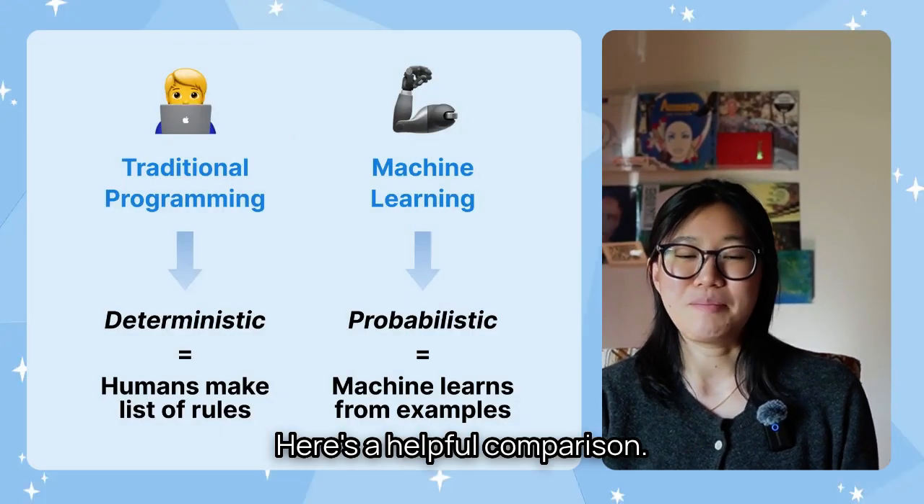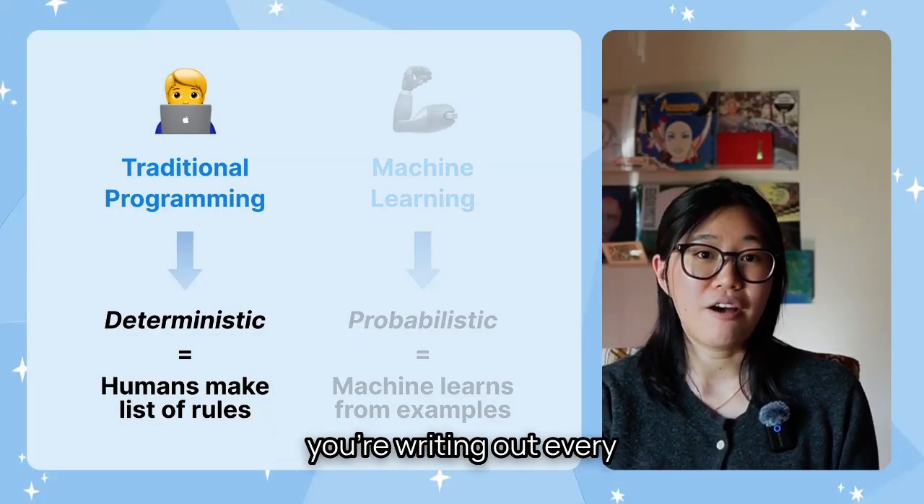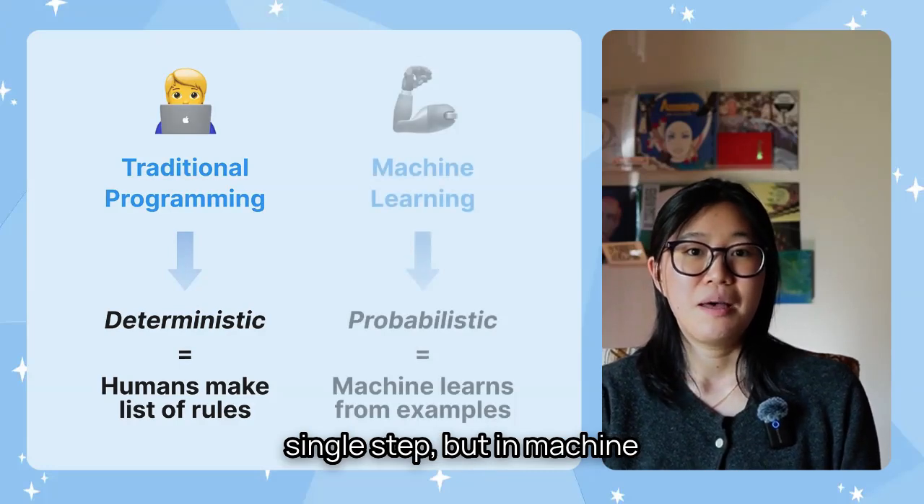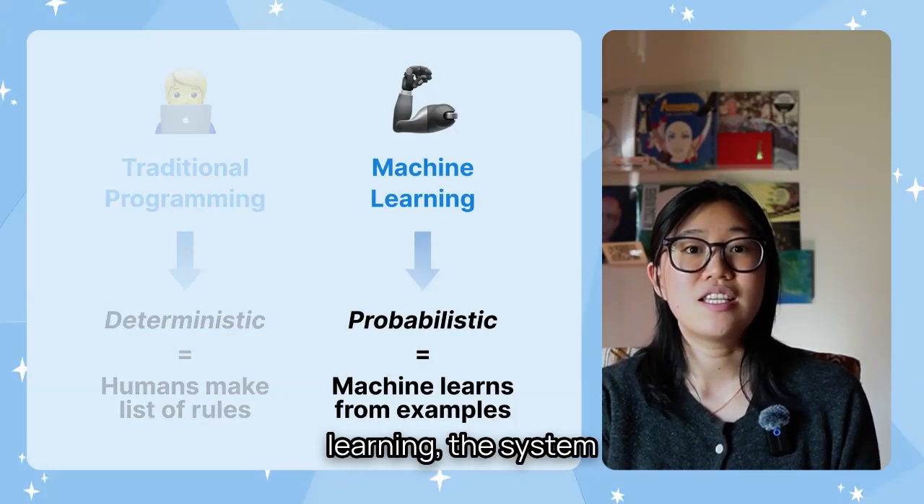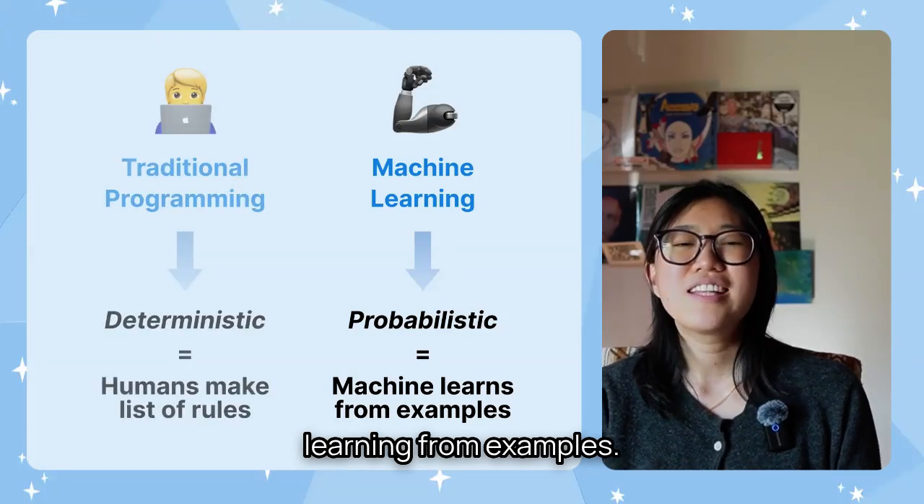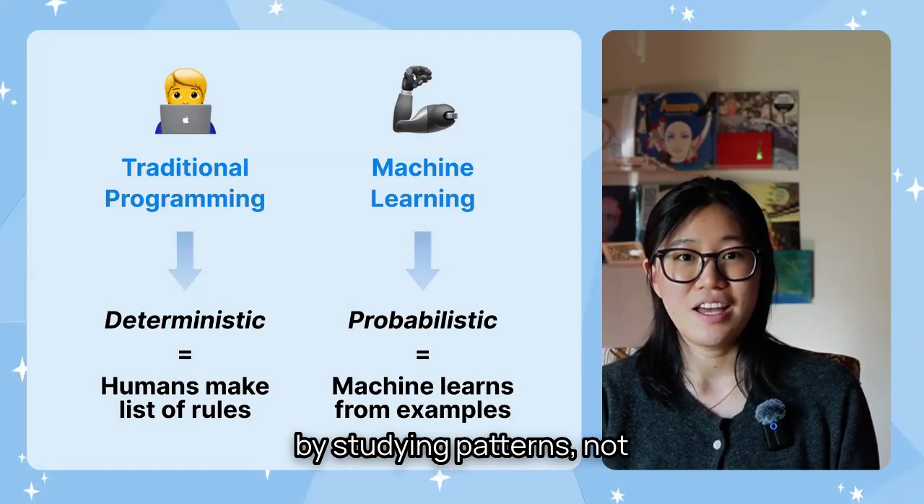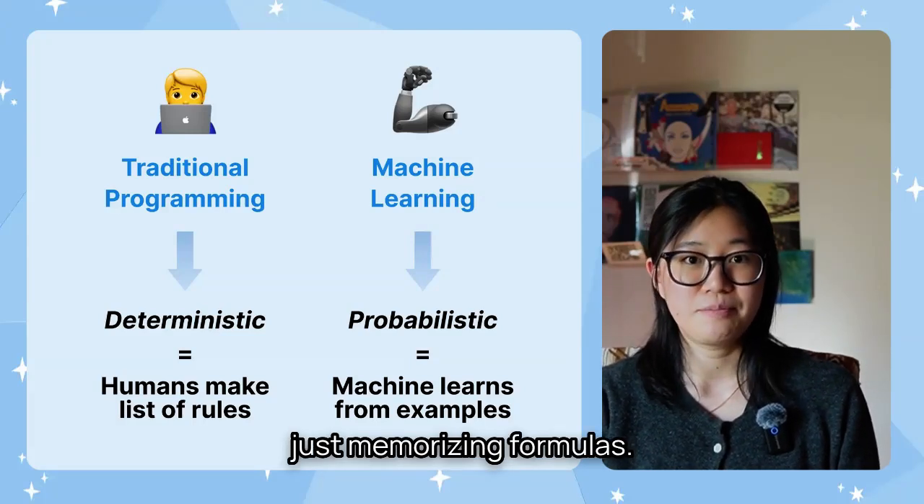Here's a helpful comparison. In traditional programming, you're writing out every single step. But in machine learning, the system figures out the steps by learning from examples. It's kind of like letting a student solve problems by studying patterns, not just memorizing formulas.